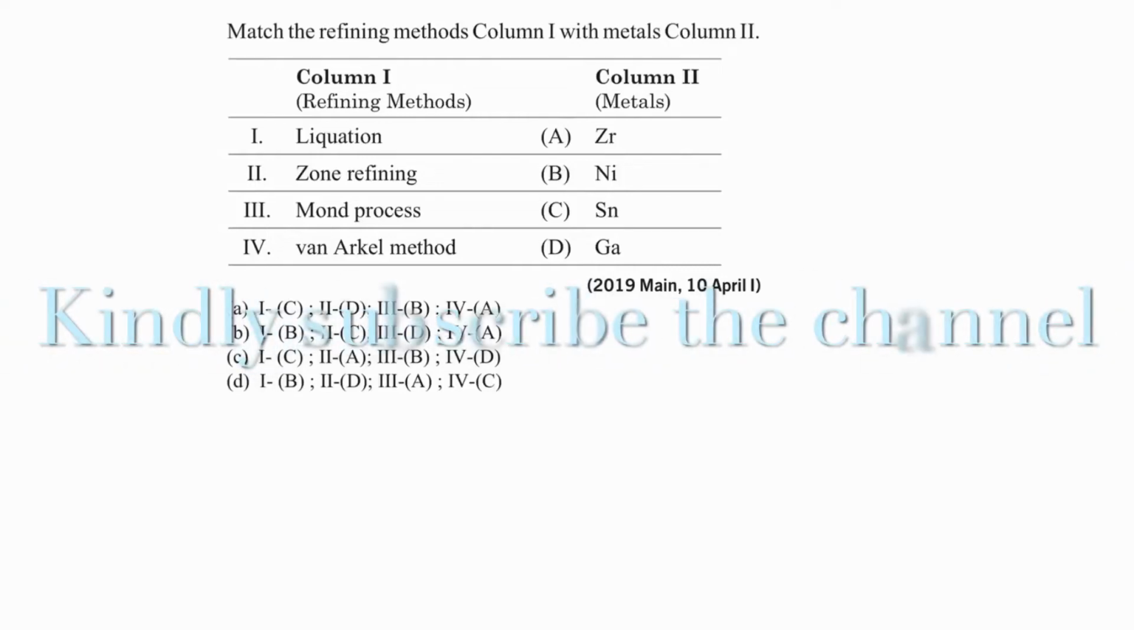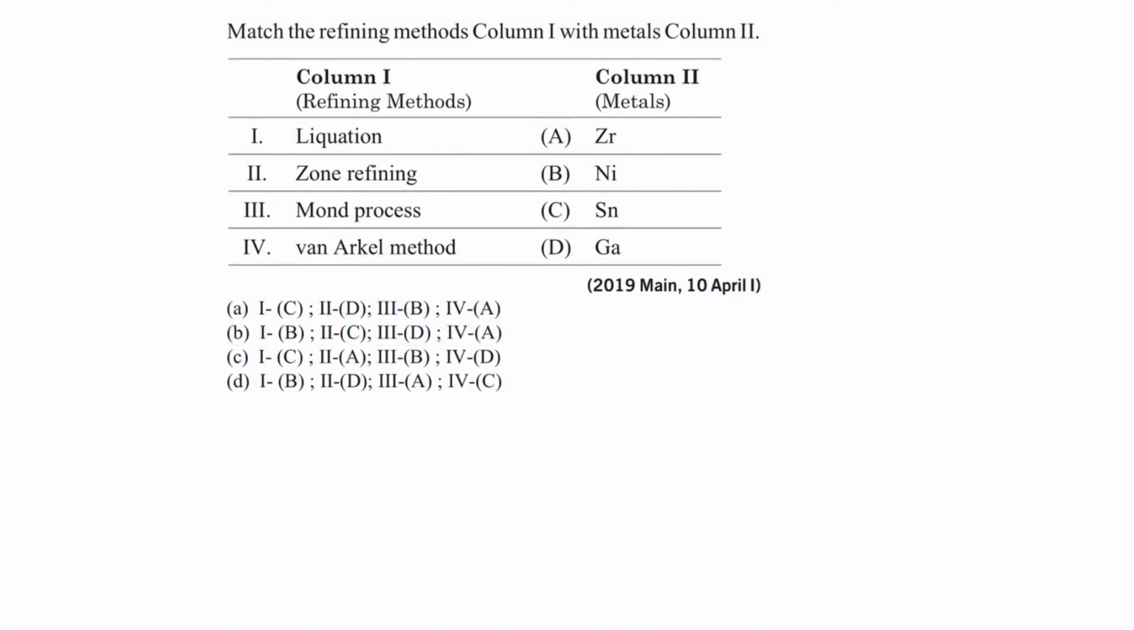Hello everyone, let's discuss this problem which is based on refining of metals. The question is, match the refining methods in column 1 with the metals in column 2. These are the refining methods: liquidation, zone refining, Mond process and Van Arkel method. And the metals are zirconium, nickel, tin and gallium. The first is liquidation.